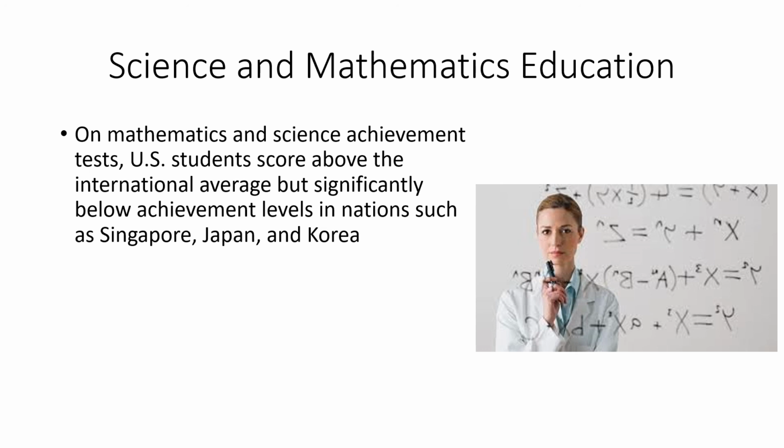One of the last two things I'm going to talk about is science and math education. When we talk about education, we have to bring up our science and math education in the U.S. So even though the US does score above the international average on math and science scores, it actually scores significantly below nations where science and math are a focus of education, such as the Southeast Asian nations. What is going on here?